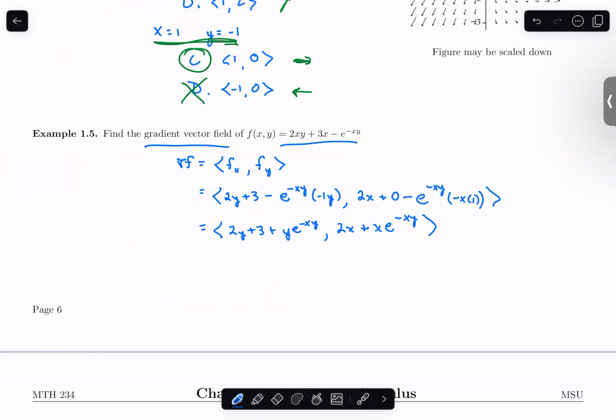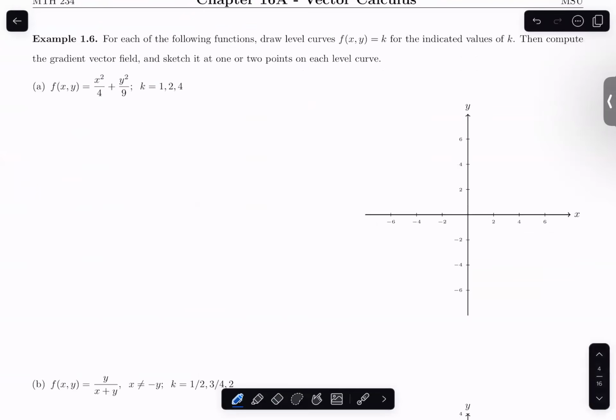All right. Well then, I'd like to point out we brought this up a little bit in 14.6, and it's true for the full gradient fields as well. I'd like to showcase a special property that we have here, and that's relating together level curves along with gradient fields. So I'm going to go ahead and draw some level curves, and then I'm going to compute out the gradient vector field, and sketch it at 1 or 2 points on each level curve. So I have a specific set of level curves I'm interested in sketching, and then I'm going to do a couple gradient vector fields on each one of these.